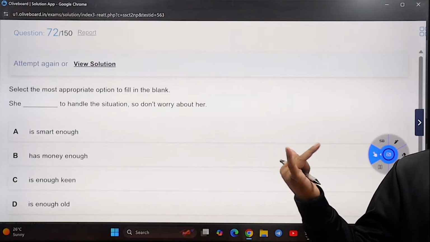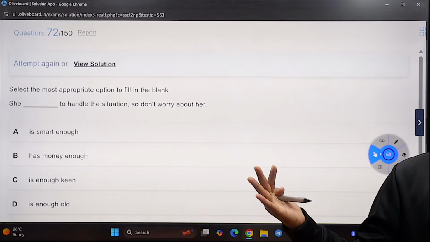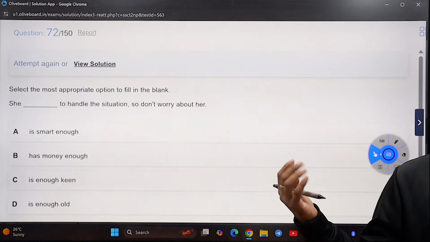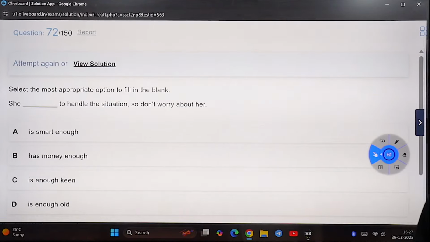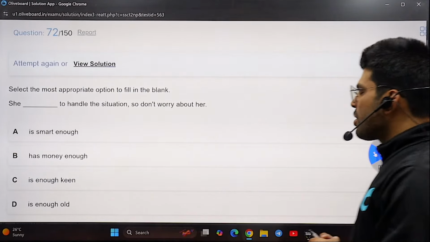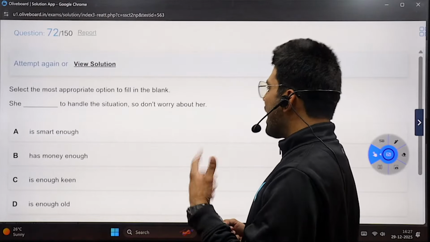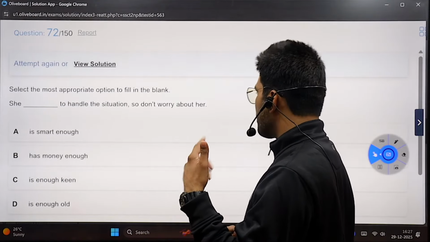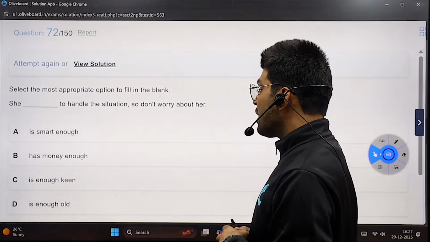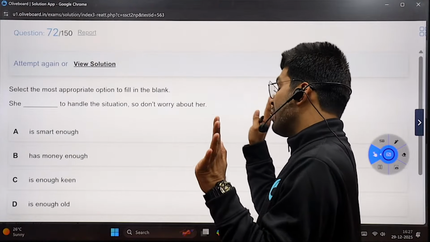Plausible, possible, feasible, practical, probable also. Yes, Rishabh. She blank space to handle the situation. So don't worry about her. She has money enough. Money can't handle every situation.